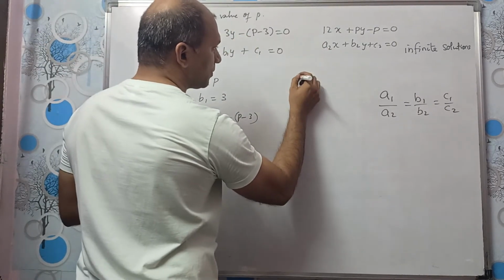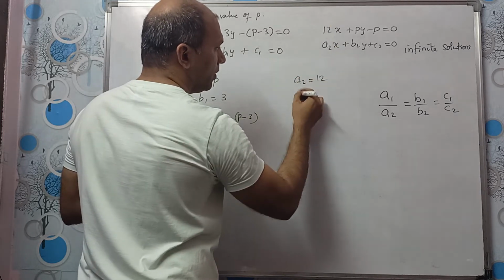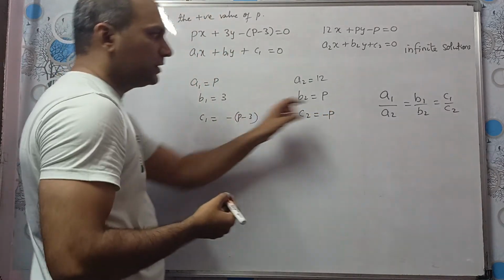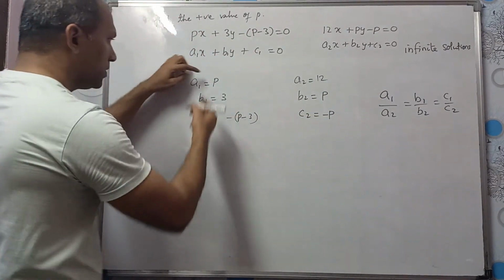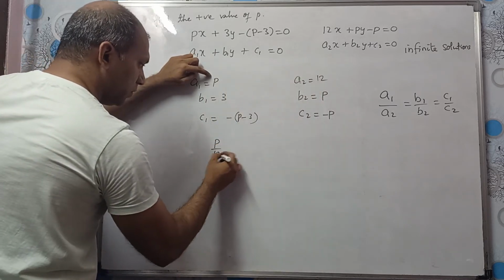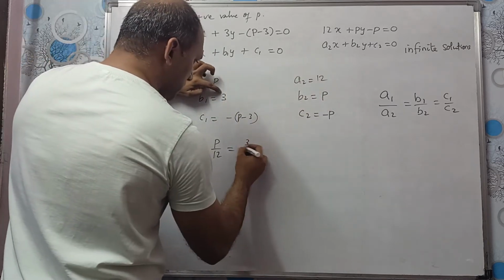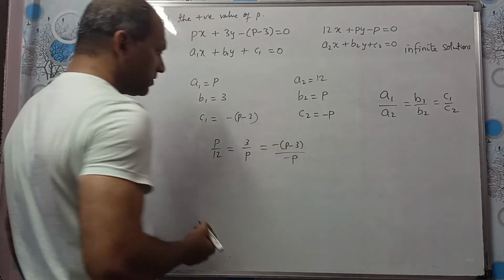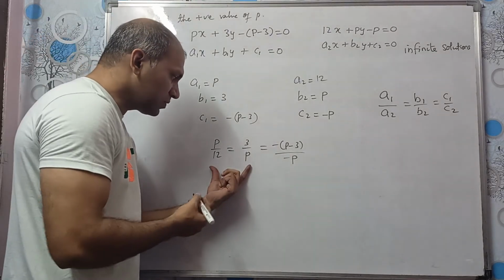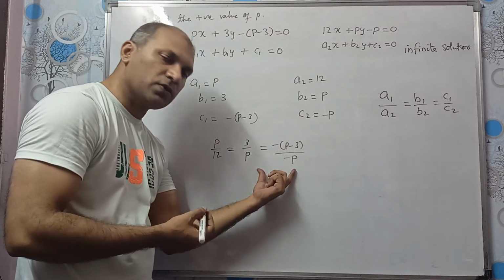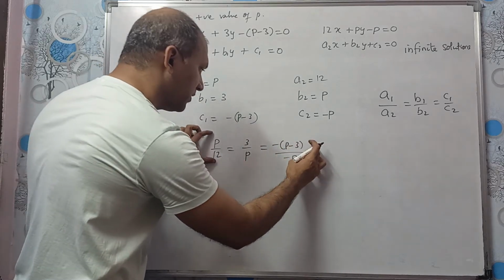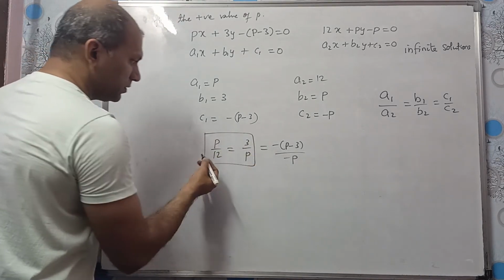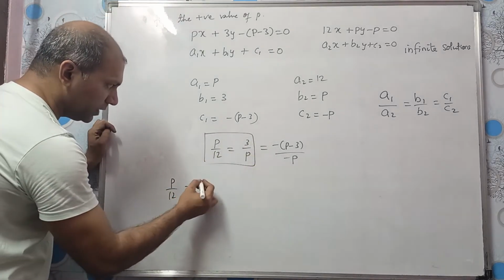What is A2? 12. What is B2? It is P, C2 is minus P. So this should be the condition, right? A1 by A2, so that is P by 12 should be equal to B1 by B2, 3 by P, should be equal to minus of P minus 3 divided by minus P. We can use this to find the value of P, or we can use this, or we can use this and find the value of P also. It is up to us. Okay. See, we can use this too. Let us use it. P by 12 equal to 3 by P.